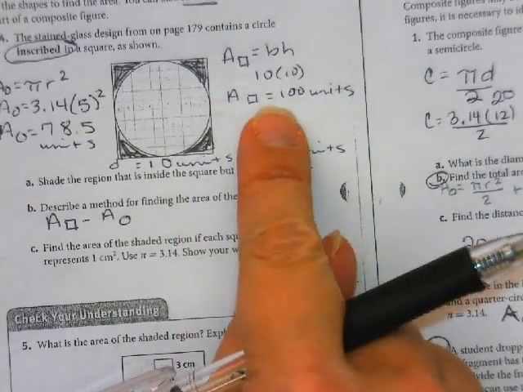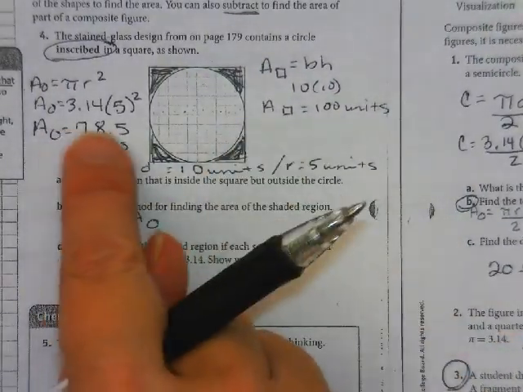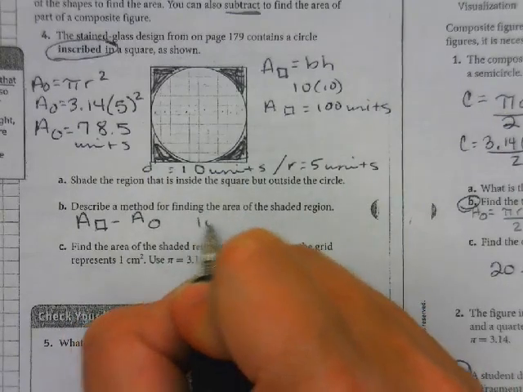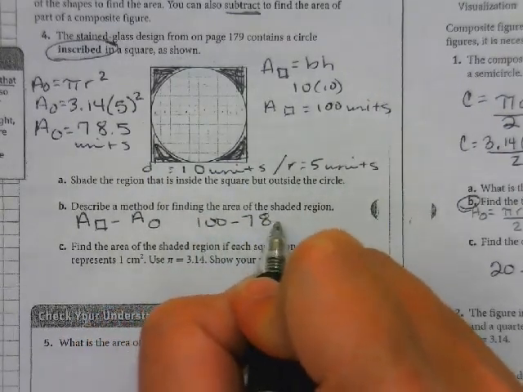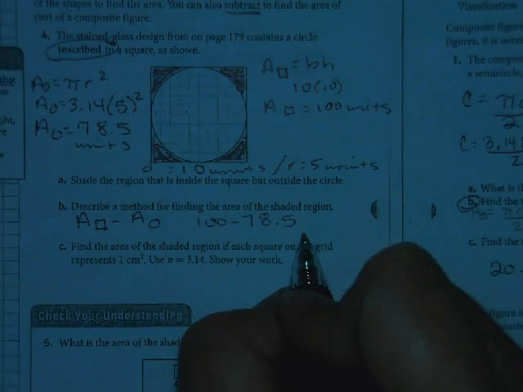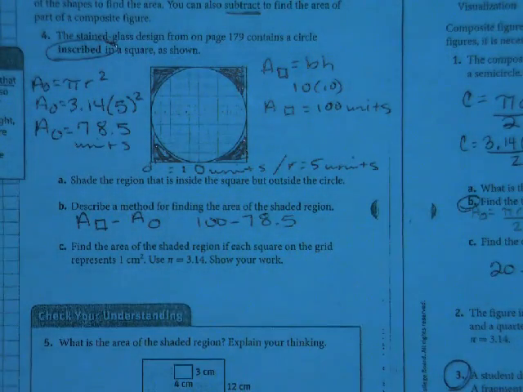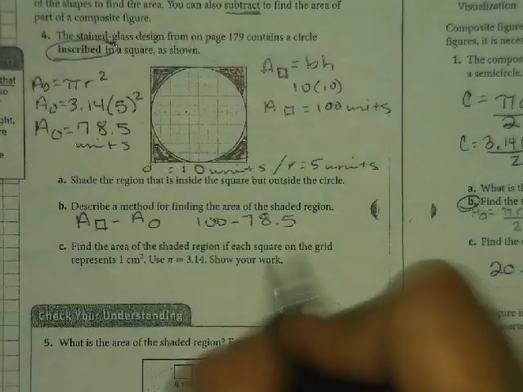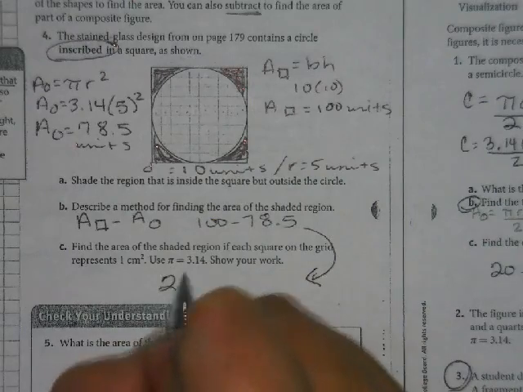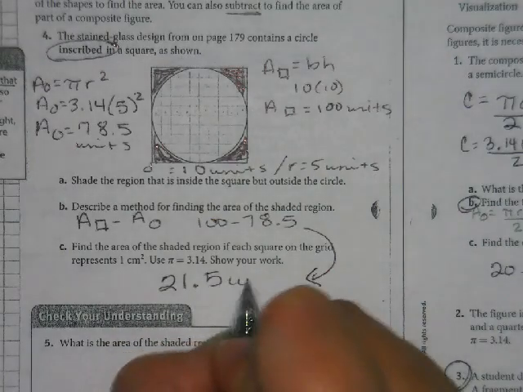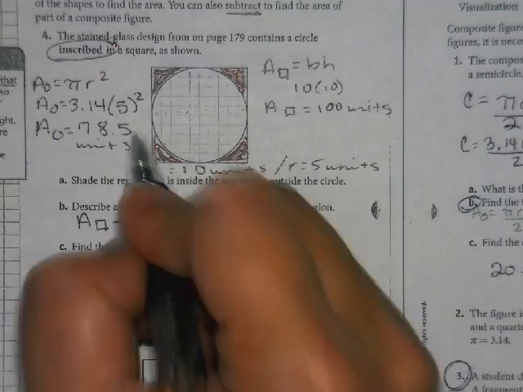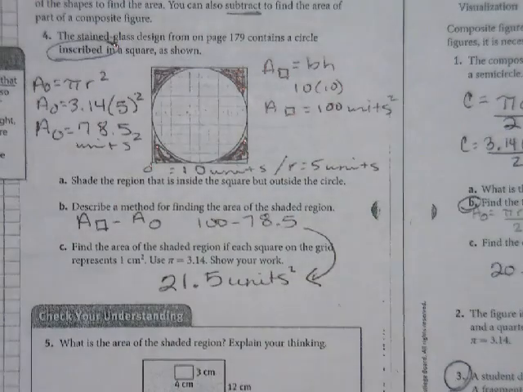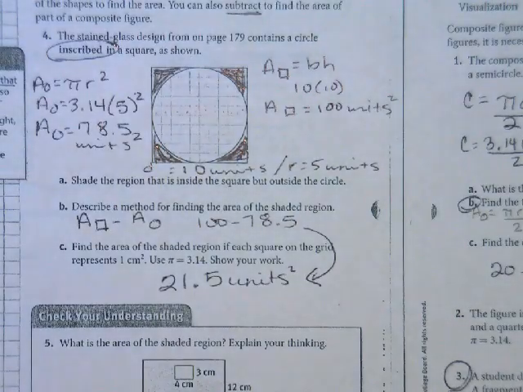So we have 100 here, and we're going to take this many out. So if I do 100 minus 78.5, I can use my calculator for that, or I can do that by hand, it is 21.5. Sorry, I wrote that wrong. So what is that? 21.5 units squared is our area of the shaded region. So the area not covered up by the circle.